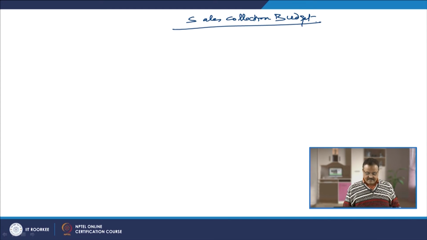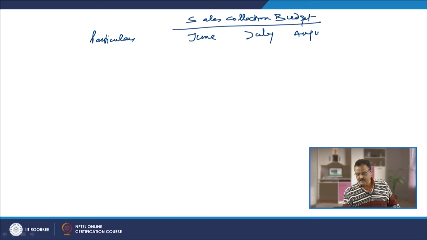So, now the cash collection budget. We will write again here particulars, then we write the months here. When we are talking about the months, again we have the 3 months: how much we are going to collect in June, in July, and in August, right. So, these are the 3 collections for the 3 months.